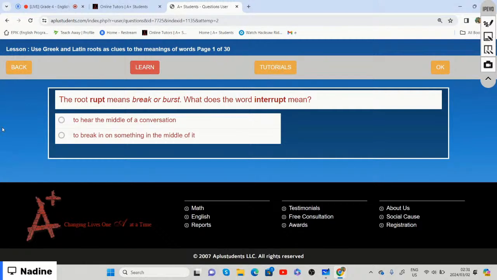So what does the word interrupt mean? If rupt means to break or burst, now we need to say what the meaning of the word interrupt would be. Interrupt. Is it to hear the middle of a conversation, or is it to break in on something in the middle of it? So is it option one or option two?